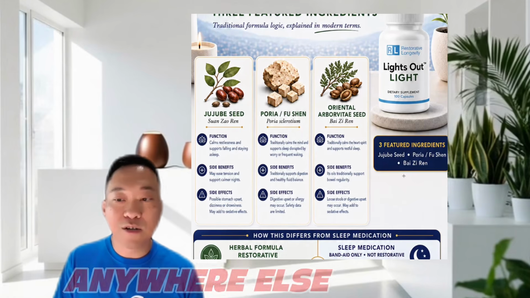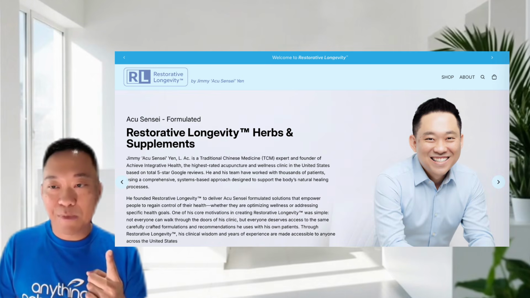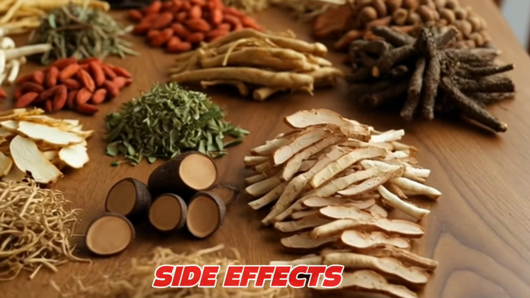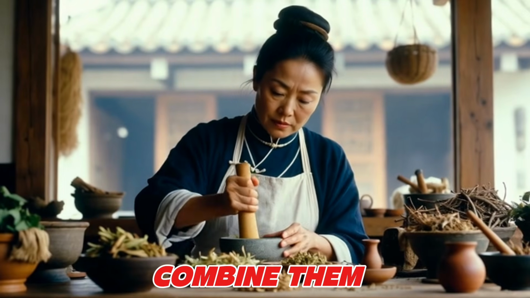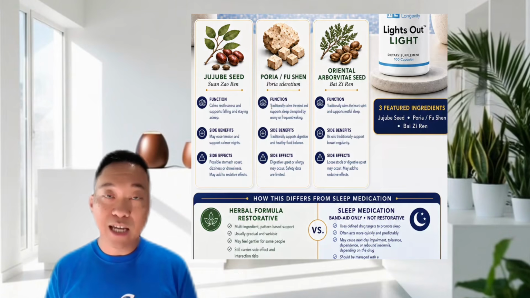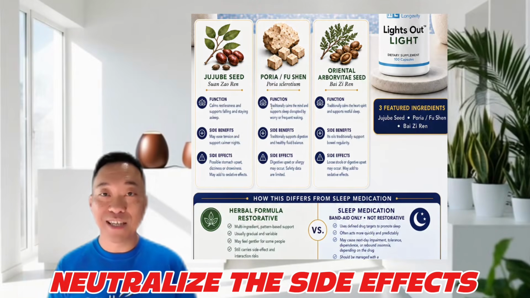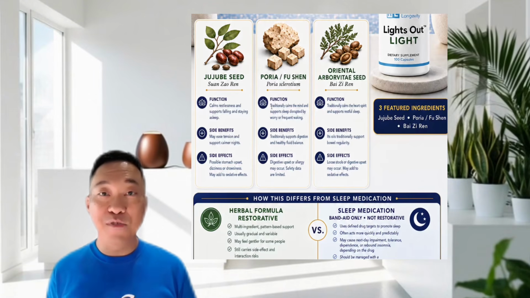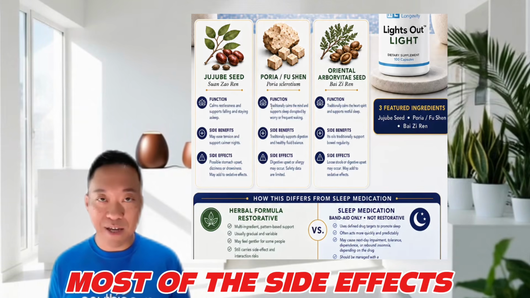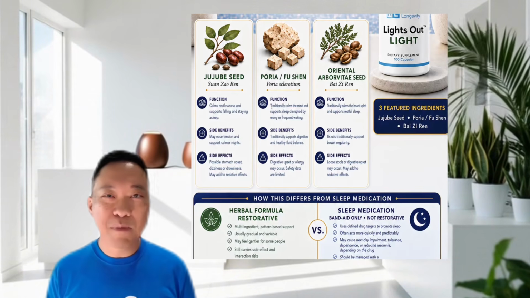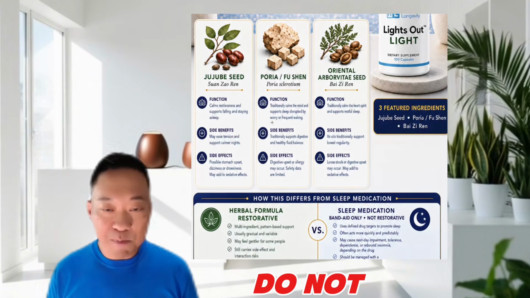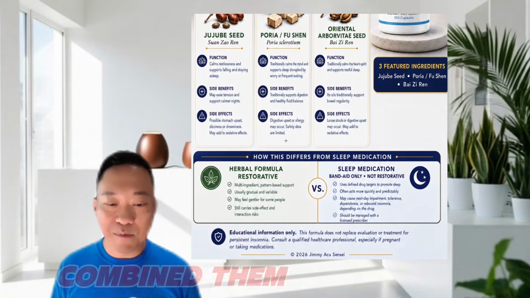You can't find this anywhere else except two places: on my website, Restorative Longevity, or in my clinic. Even though herbs have side effects, depending on how you combine them, they can neutralize the side effects. All these formulas were created by me. I intentionally combine herbs to neutralize these side effects. Does it mean that if you take this formula, you won't get side effects? No, but it minimizes most of them. I would say out of all our patients, maybe 1% get side effects. 99% do not, because of the way I formulated them and combined them with different herbs.